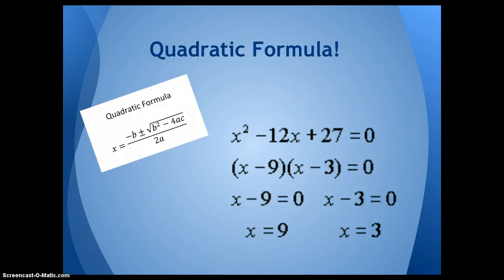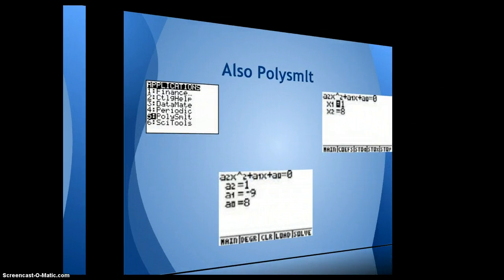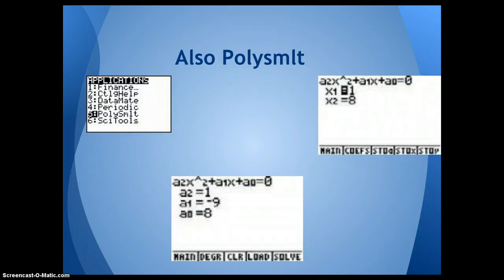Then you have the quadratic formula, which is x equals negative b plus or minus the square root of b squared minus 4ac, over 2a. If you look on the right, we have an example of x squared minus 12x plus 27 equaling 0. First, you simplify that, and then solve for x, and there are your answers. There's also PolySmlt. You can find this on your calculator in your applications, PolySmlt, and then you enter your coefficients and then solve.